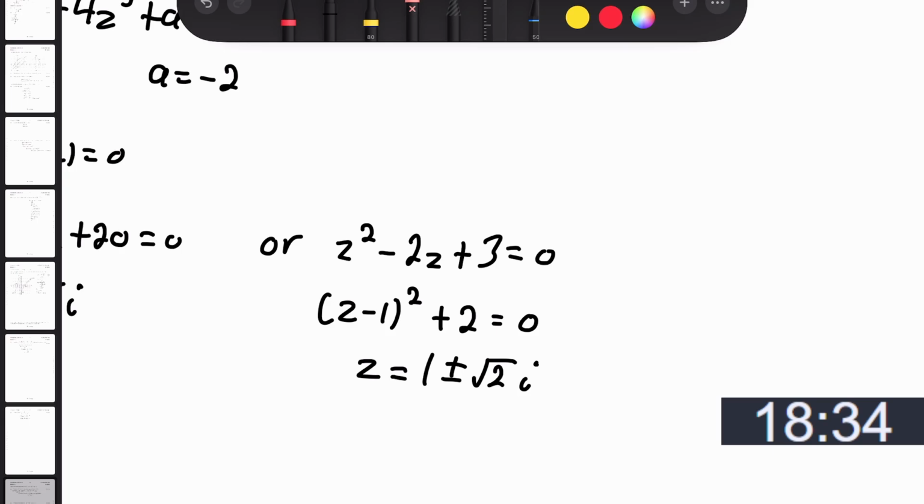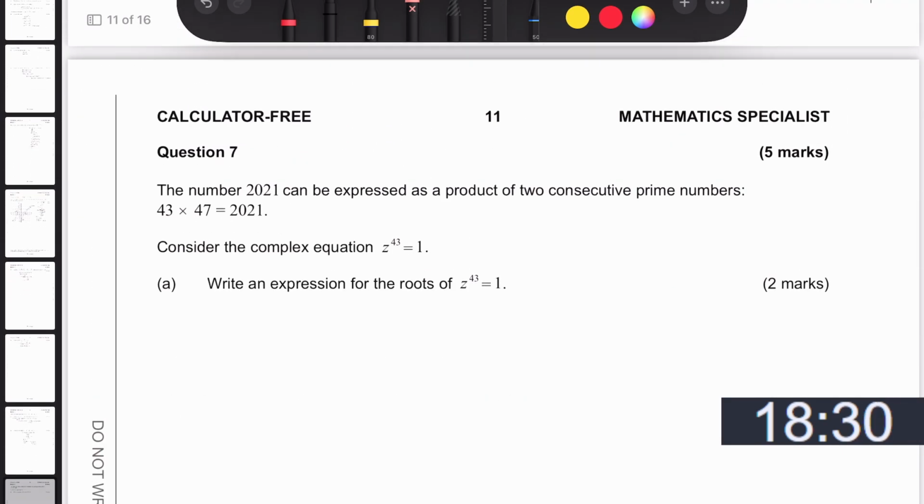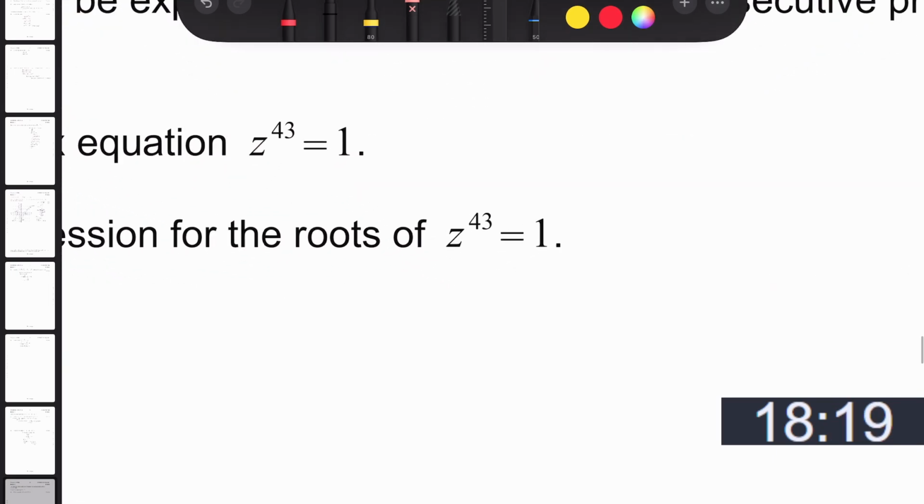Put that in minus 1, negative 2, negative 2. Yep, okay. The number 2021 can be expressed as a product of two consecutive primes. Consider the equation z to the 43. Write an expression for the roots of z^43 equals 1.